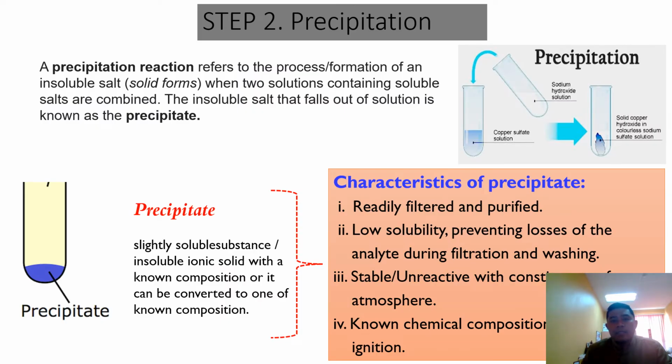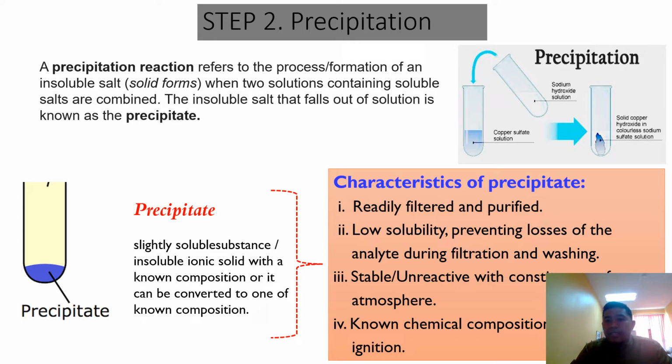Okay, so as I said, this is a precipitation process. Precipitation reaction refers to the process of formation of an insoluble salt solid when two solutions containing soluble salt are combined. The insoluble salt that falls out of the solution is known as a precipitate, where the precipitate must be a slightly soluble substance or insoluble ionic solid with a known composition. So we need to know the composition of the precipitate that is produced.